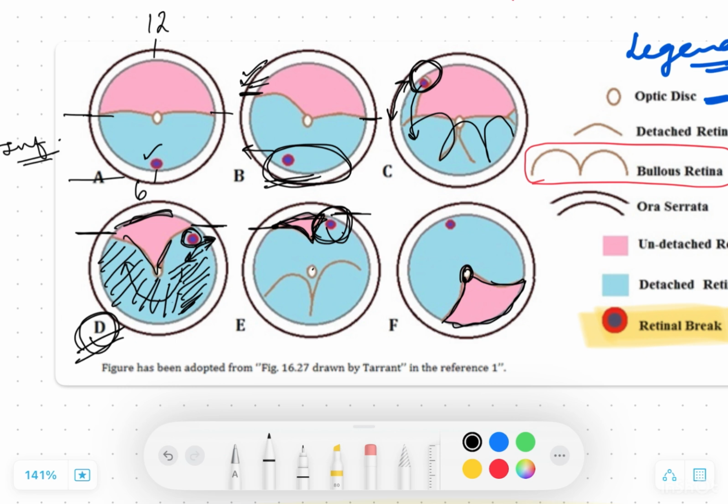the ora serrata. In these cases, when the SRF crosses the vertical midline above, the primary retinal break is usually at the 12 o'clock position. The lower edge of the rhegmatogenous retinal detachment corresponds to the side of the retinal break. So if this is the lowermost edge, even if we locate the retinal break superiorly, it will be more on the side where the SRF is lowest, right? So it will be around this region, right?